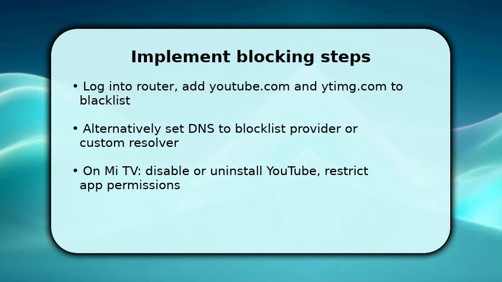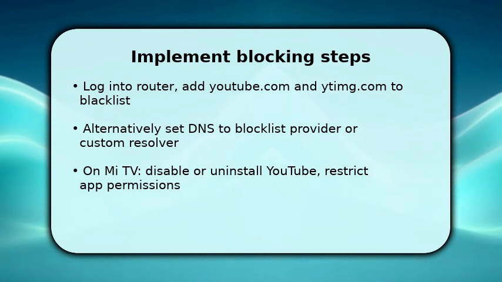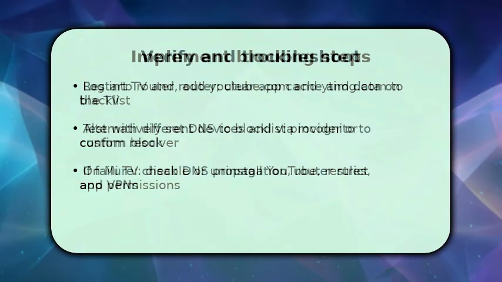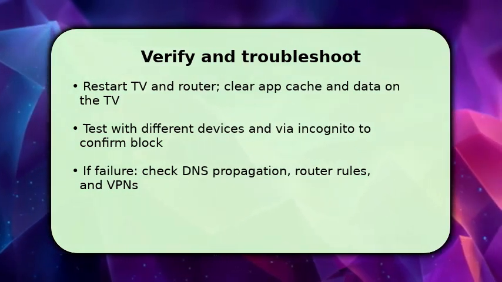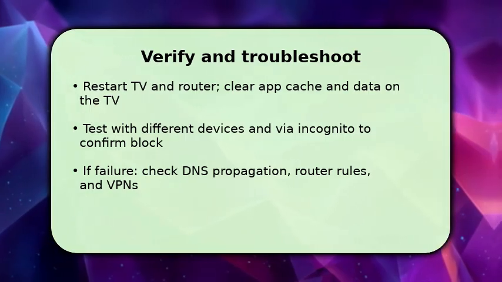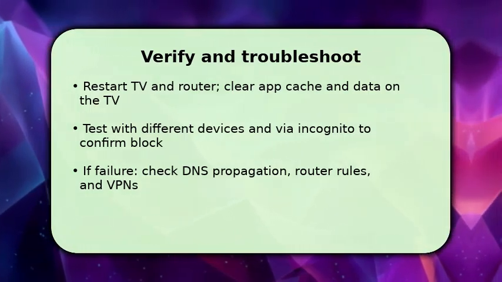You finish by restarting both the TV and router, then clearing the YouTube app cache and data so stored connections are removed. Once done, test playback on the TV and another device to confirm the block, and try an incognito browser to rule out cached sessions.